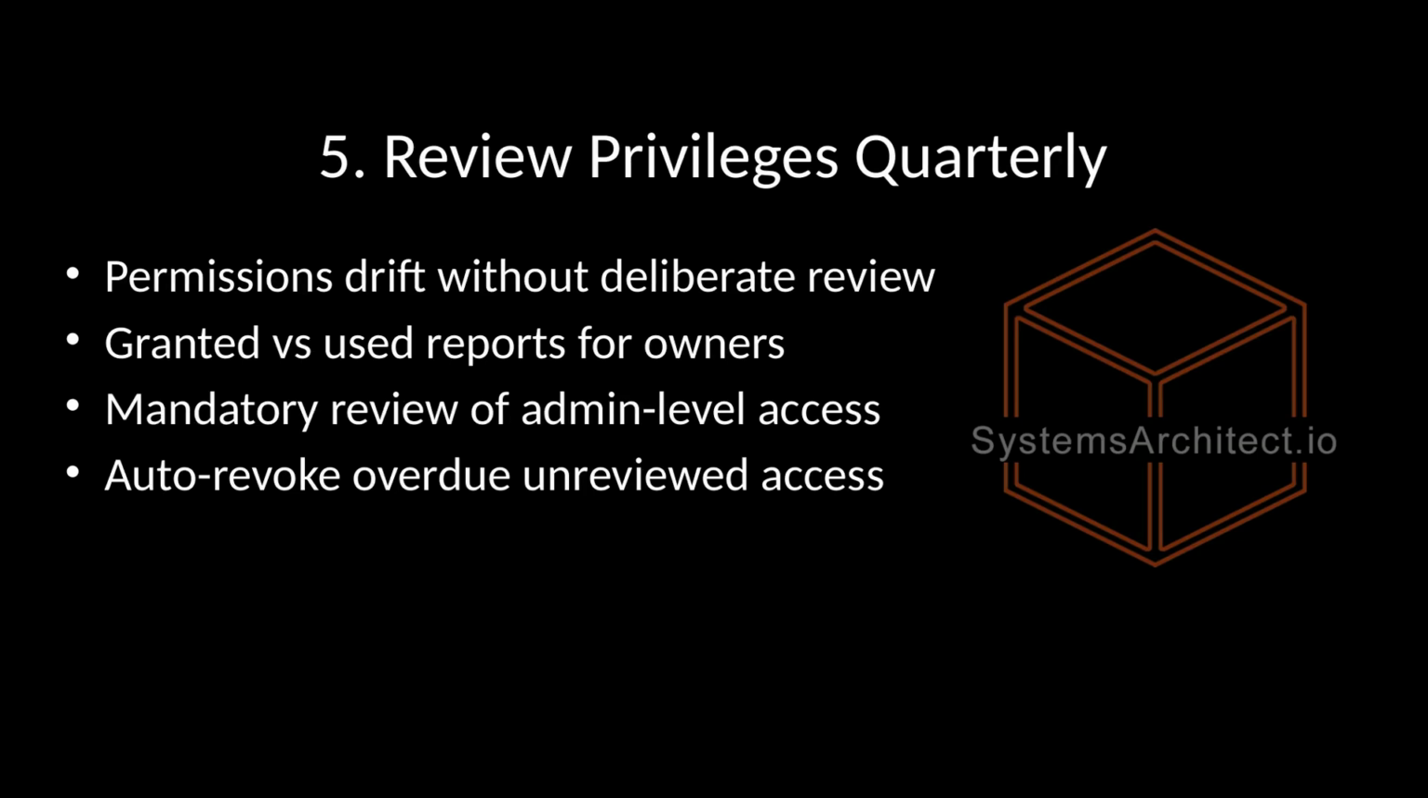Fifth, review privileges quarterly. Permissions drift when people change teams, projects die, and temporary access never expires. Without reviews, accumulation is inevitable. Cloud service accounts often gain features for years without ever losing rights. Automate a report of granted versus used permissions over 90 days, send the delta to the service owner, force mandatory review of admin level access, and revoke unreviewed access after a grace period if the review is overdue.